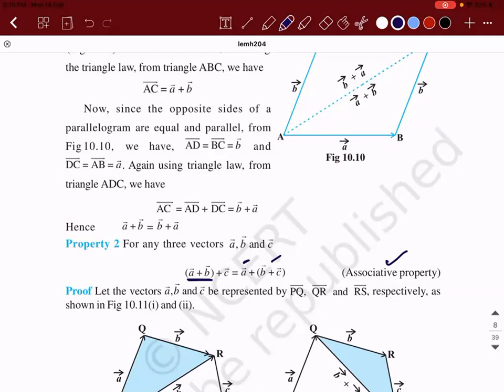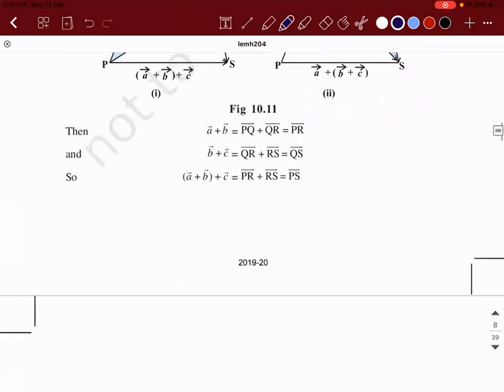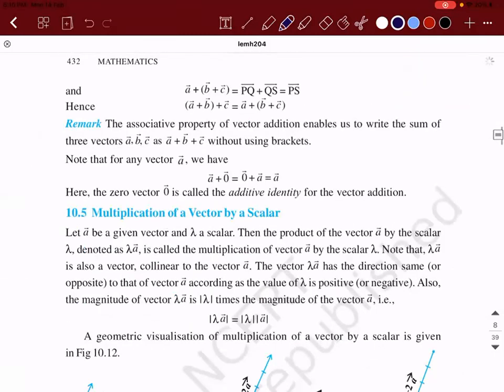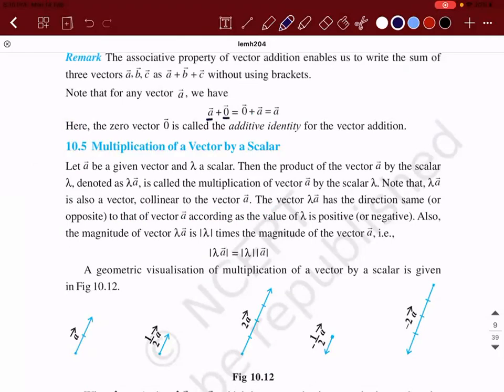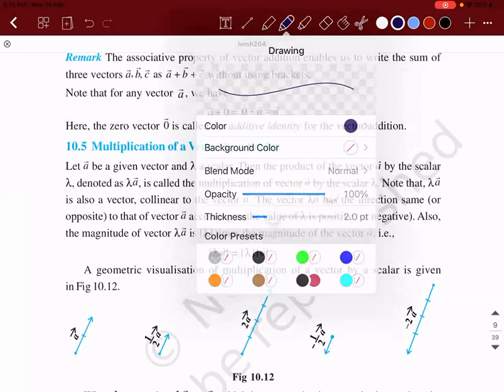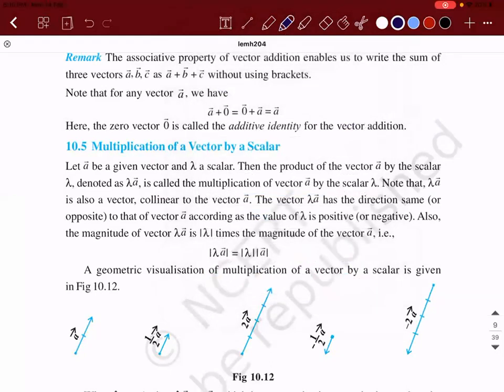Right. Next is, if you add the 0 vector to any vector A, then, using the commutative property, A vector plus 0 vector is the same as 0 vector plus A vector, which is the same as the vector itself. So the 0 is called the additive identity for vector addition.